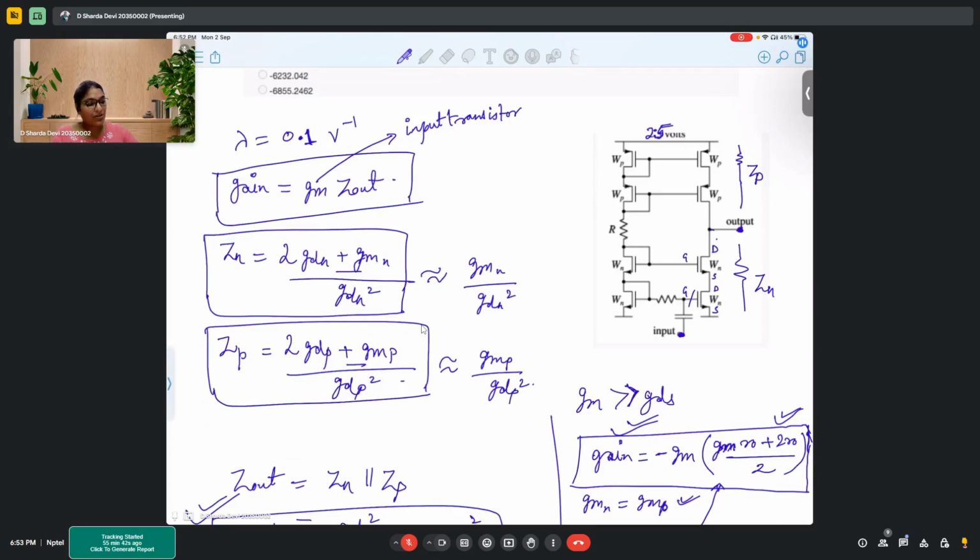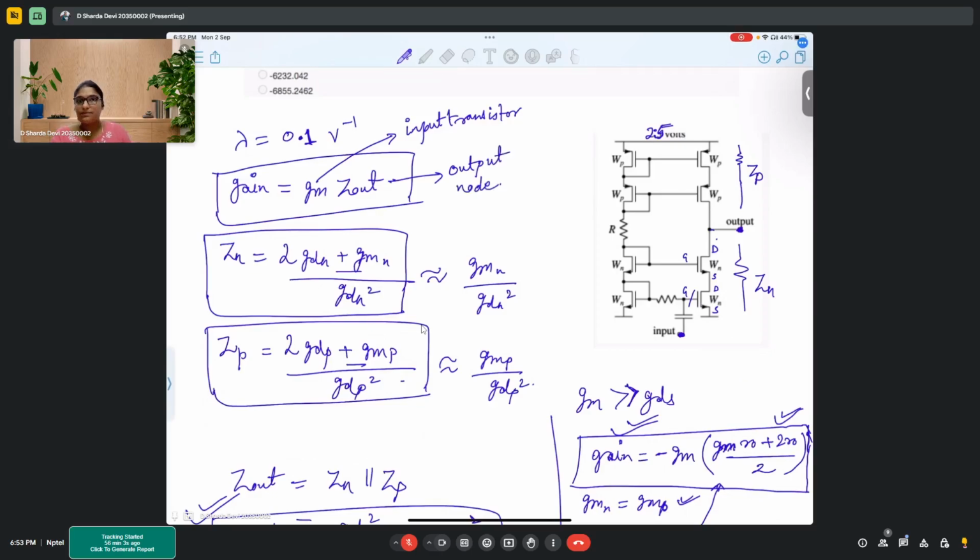So if you simply draw the small signal model of these stacked transistors, you can clearly see that the GM which is influential is actually the GM of the input transistor only. So this GM will be the input transistor's, and Z out will be at the output node.